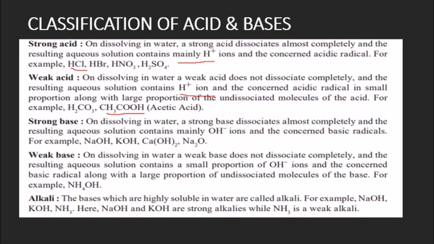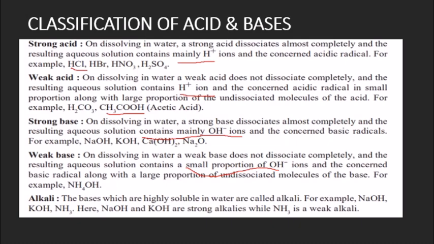The same happens with the strong base as well. On dissolving, if it is a strong base, the main constituent will be only OH- ions. And if it is a weak base, then we get a small proportion of OH- ions and a larger proportion of undissociated molecules. So these are called strong acid, weak acid, strong base and weak base.